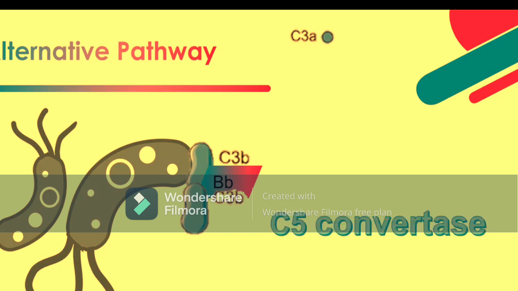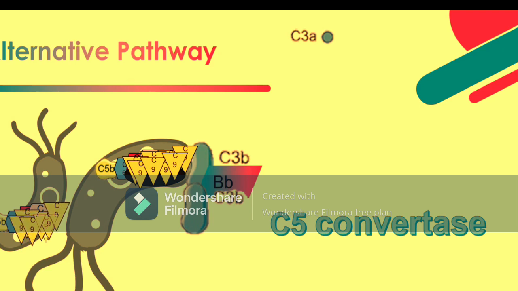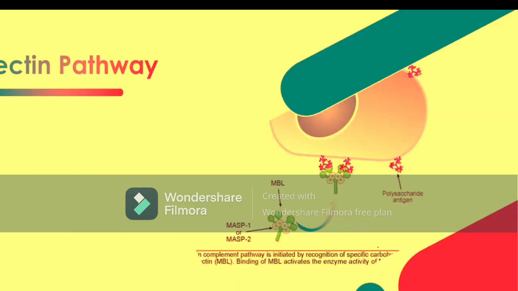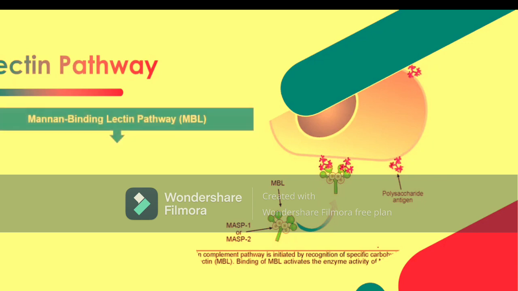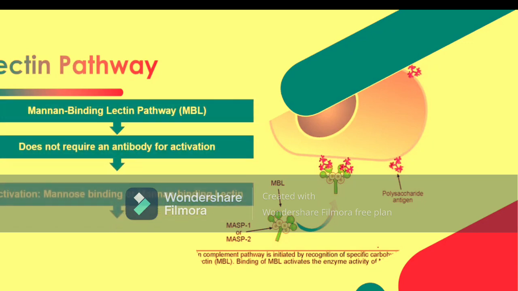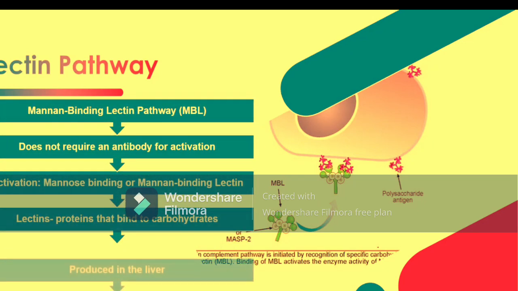The C3b that is attached to the microbial surface then acts as a binding site for factor B. This is the first unique component of the alternative pathway. The second unique component is factor D. It cleaves factor B, which is bound to C3b, to form Ba and Bb. The fragment Ba is released while Bb stays with C3b as C3bBb.